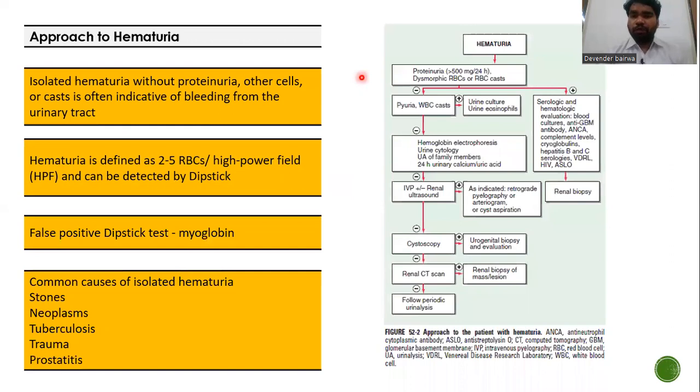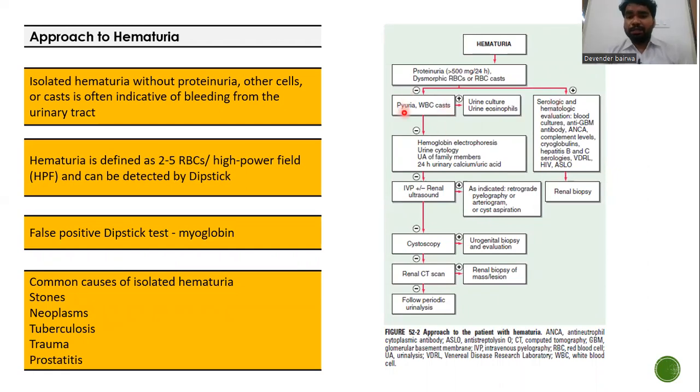Suppose a patient presents to you with hematuria, what can you do? First of all, look for the presence of dysmorphic RBCs. Dysmorphic RBCs are basically RBCs with irregular shape; there is a lot of irregularity at their surface. They can present with RBC casts. So if a patient of hematuria is having some kind of proteinuria with some dysmorphic RBCs or RBC casts, then probably you are dealing with a glomerular pathology, and then you go for all these tests. All these tests signify the presence of one or another kind of glomerulonephritis.